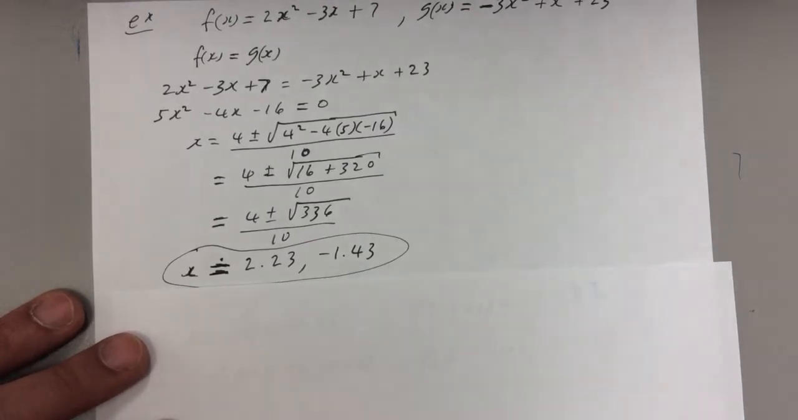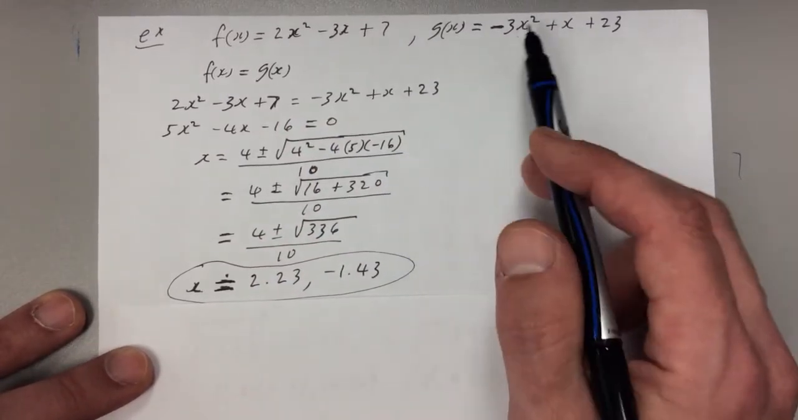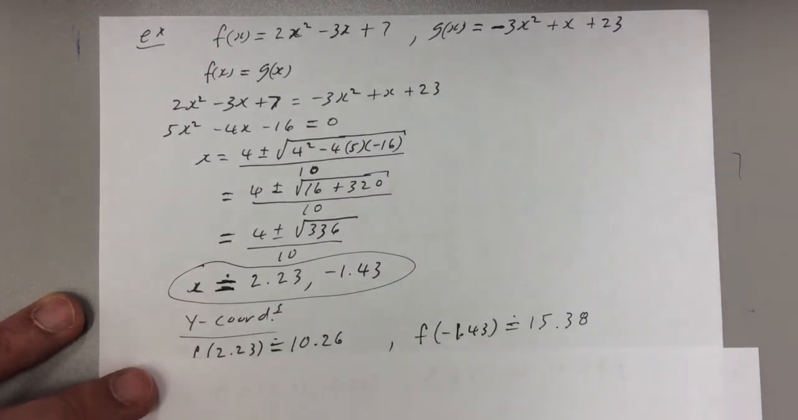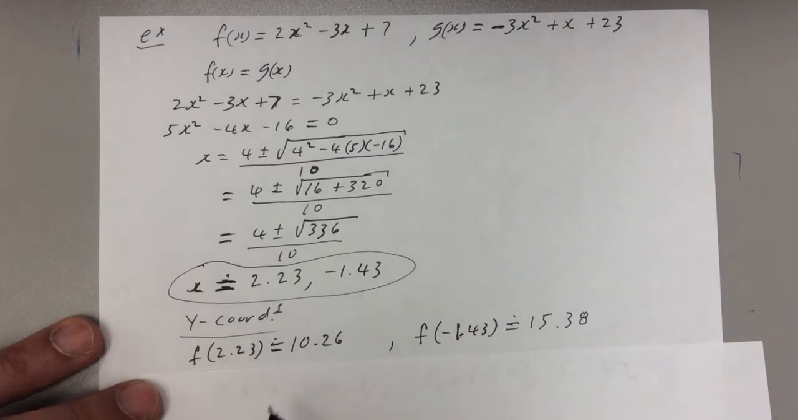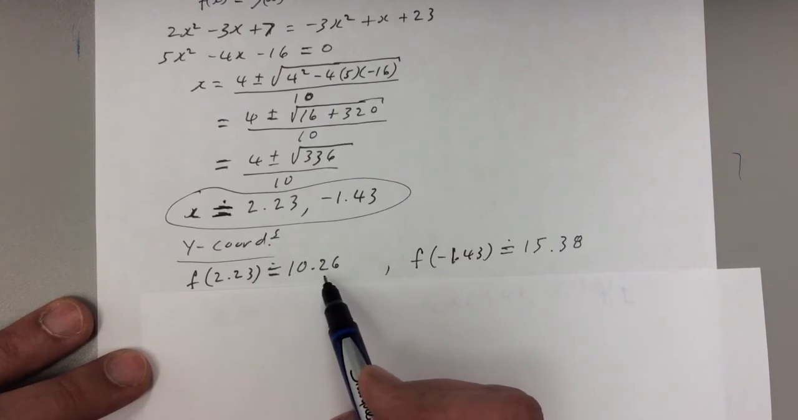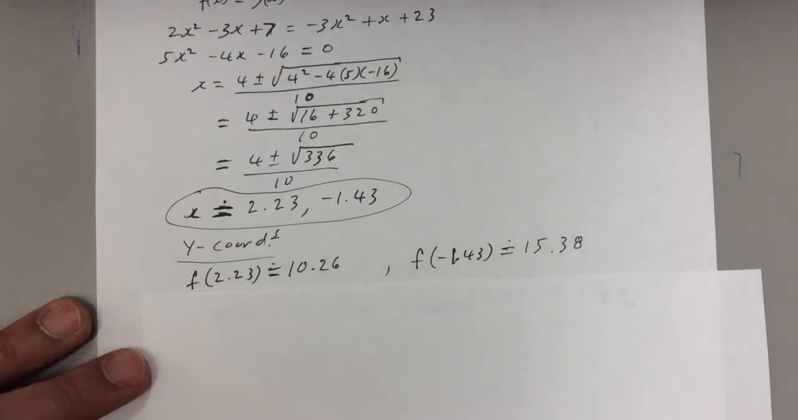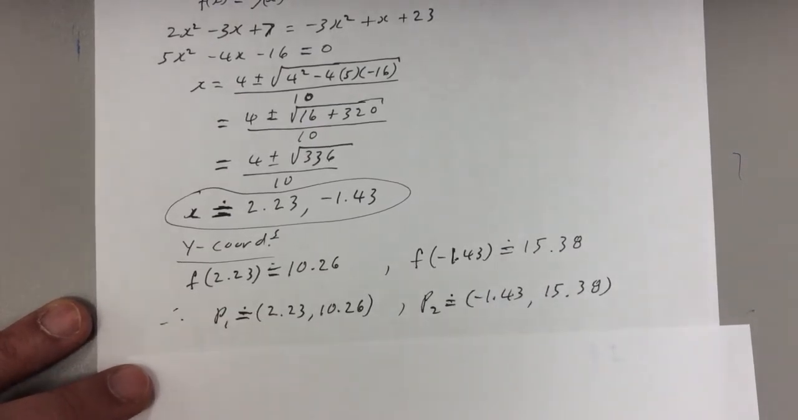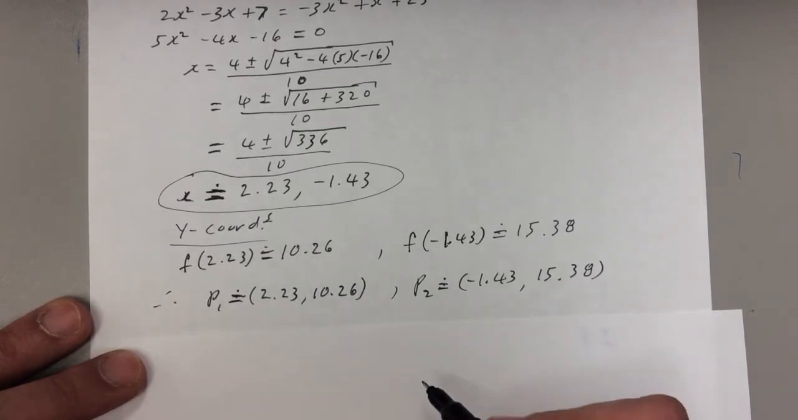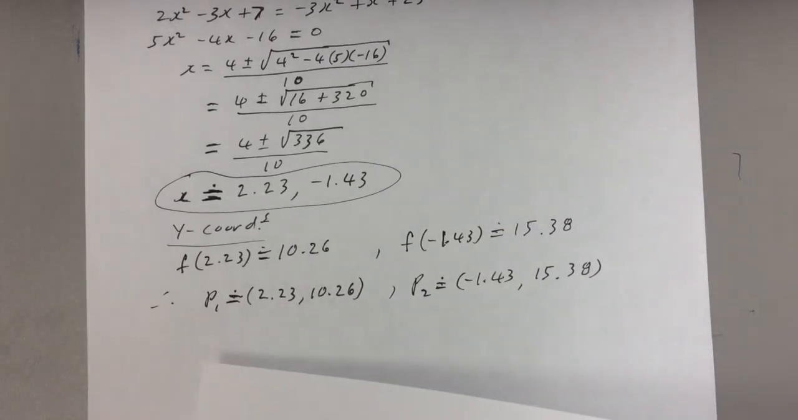We don't have the y's, so we have to take these numbers and sub them into one of these two functions. Okay, so neither of them looks easy to sub into, so I'm just going to pick one randomly. I'm going to pick the f of x. So for the y coordinates, I'm going to sub in 2.23 into f of x, and I get 10.26, and negative 1.43 in, and I get 15.38. And now you can state the points of intersection. So therefore the solutions are this, the points of intersection are this as well. And that's it for intersections of quadratics with lines and quadratics.